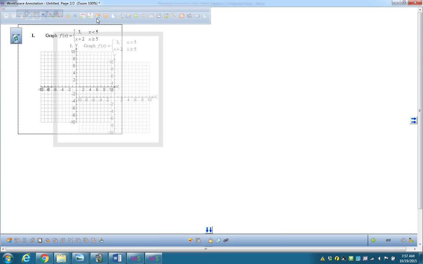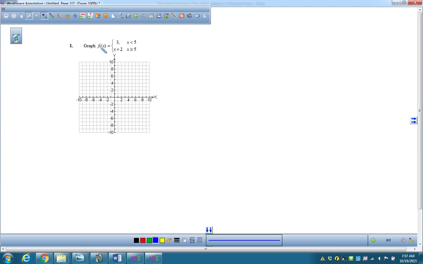In any case, this piecewise function, f of x, says y equals 3 if x is less than 5, and y equals x plus 2 if x is greater than or equal to 5. So the way you do it, first, if x is less than 5, what does the line y equals 3 look like?